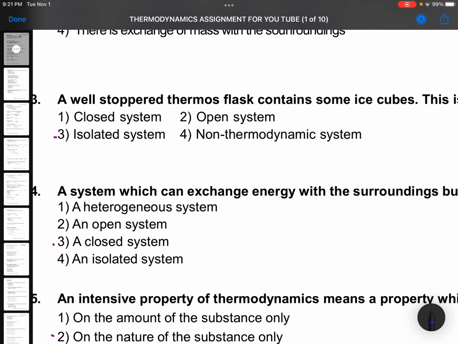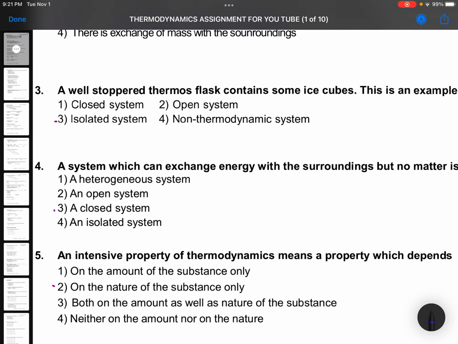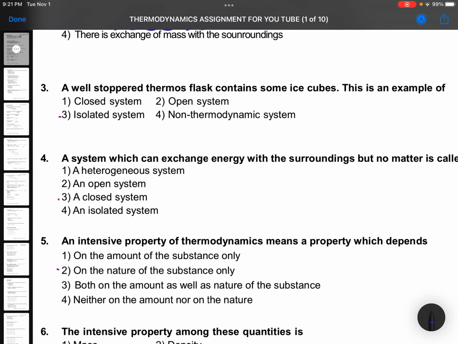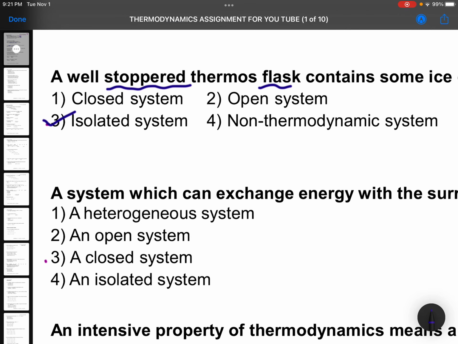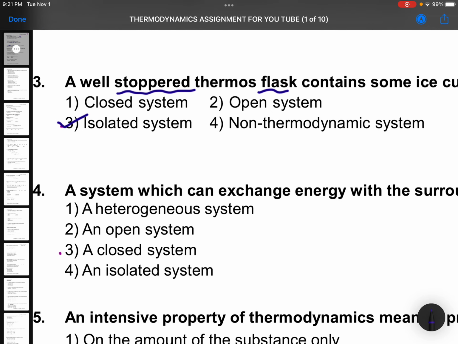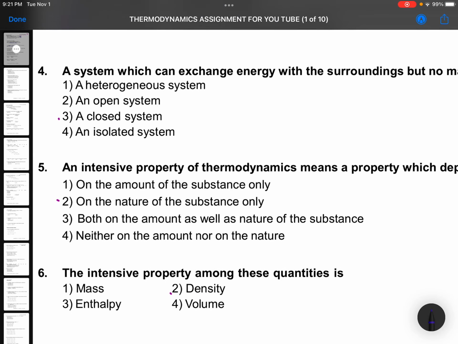A well stoppered thermos flask contains some ice cubes. This is an example of... a well stoppered thermos flask is an isolated system. Means for some time, 1 or 2 hours, whatever the time we are going to keep, based on the flask quality, the ice will be in the form of ice only. Even for 6 hours, 8 hours, the temperature will be the same, the mass will be the same. So that is an isolated system.